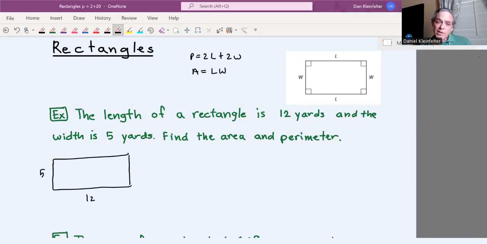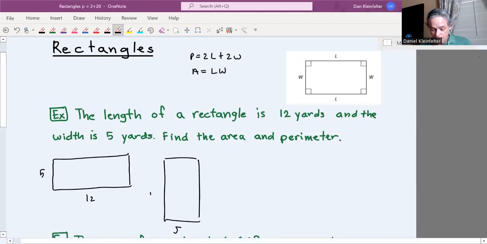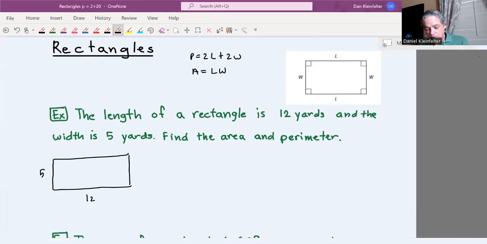It doesn't matter which one you choose to be the length and which one you choose to be the width. If you turn it a quarter turn, you can relabel it if you want. So here 5 by 12 and 12 by 5 are going to be the same. If I drew this the other way, like that, then we would have the same perimeter and same area. All right, so let's go ahead and get the area first.